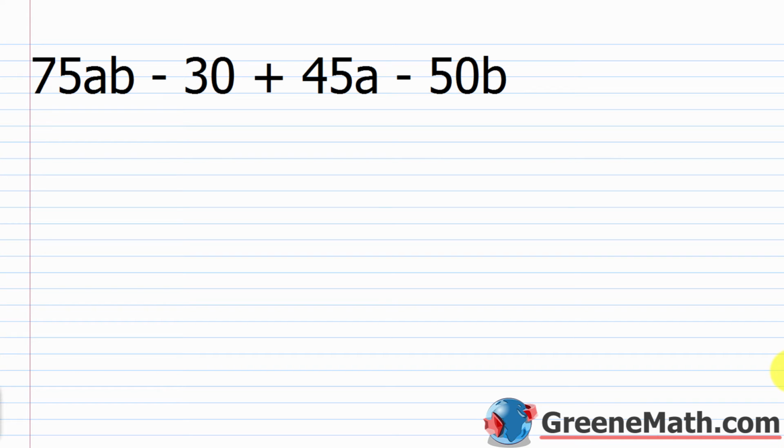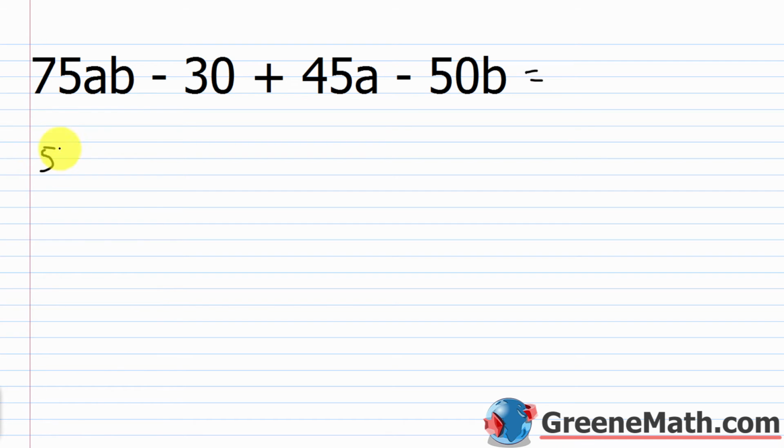So suppose we have 75ab minus 30 plus 45a minus 50b. So the first thing again, is there anything I can pull out before I get started? Well, in this case, there's going to be. Every number here involved ends in a 5 or a 0. So I know everything's divisible by 5, so I could pull that out.